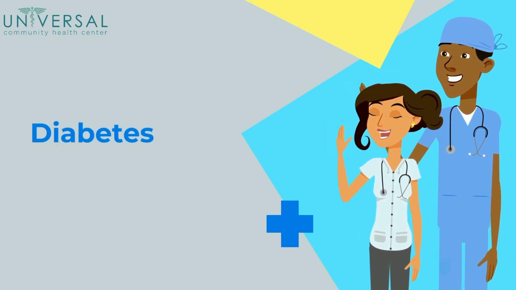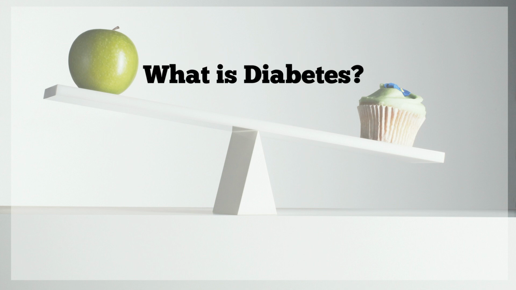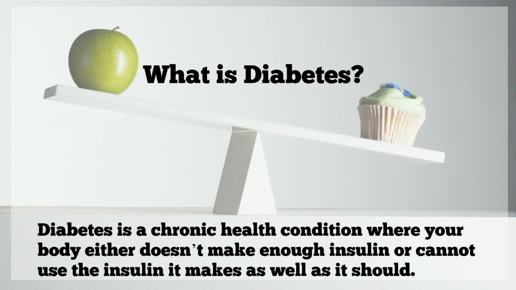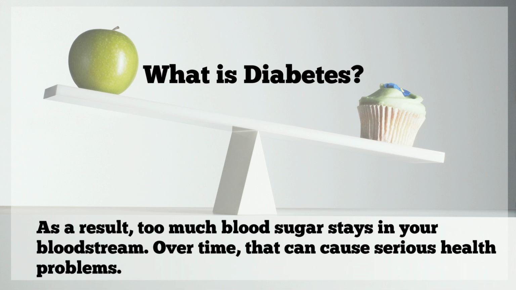Today we will be learning about diabetes. What is diabetes? Diabetes is a chronic health condition where your body either doesn't make enough insulin or cannot use the insulin it makes as well as it should. As a result, too much blood sugar stays in your bloodstream. Over time, that can cause serious health problems.